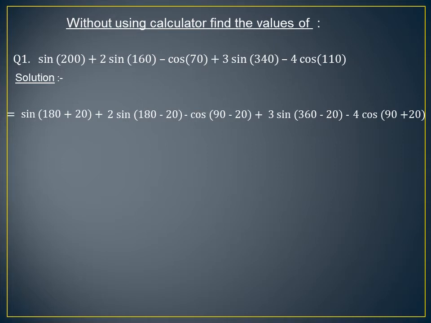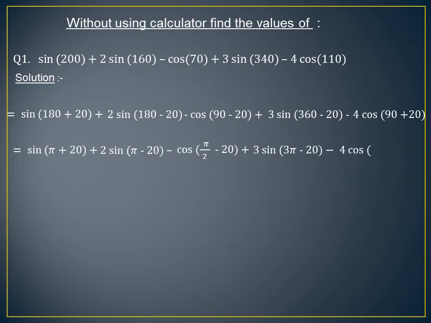If you observe, the key point to remember is that whichever standard angle you take, the other angle should remain the same in each term. We have taken different standard angles, which are 90, 180, 360, but the other angle, our 20 degree, remains the same. Now 180 is represented by pi. So the next step will be sine of pi plus 20, plus 2 sine of pi minus 20, minus cos of pi by 2 minus 20, plus 3 sine of 2 pi minus 20, minus 4 cos of pi by 2 plus 20.